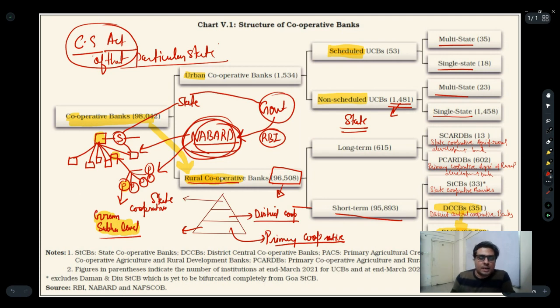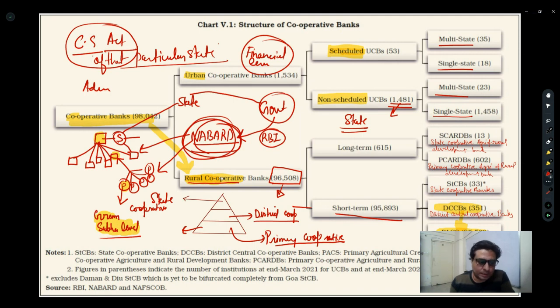So it's not completely true that the government does not have an influence over the cooperative banking structure. The government does have an influence on the cooperative banking structure, but only at the financial level, not the admin level. I'm talking about the government of India. Is it clear? What I explained till now? Is it clear?